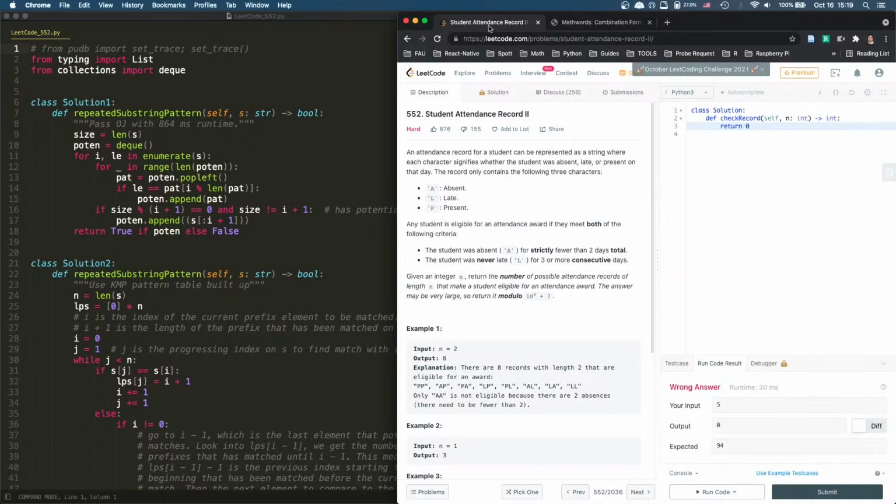Factorial, right? So if we can do a prefix product, right? A prefix product. But then what? We cannot take modulo on a prefix product. It's going to be a gigantic number.